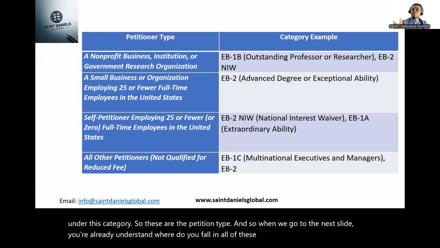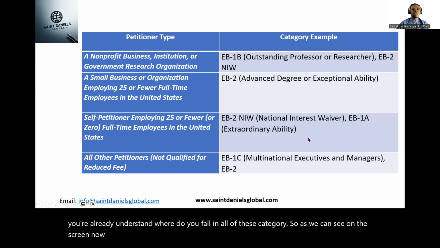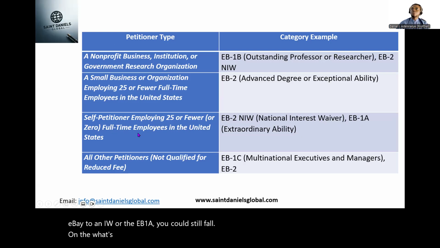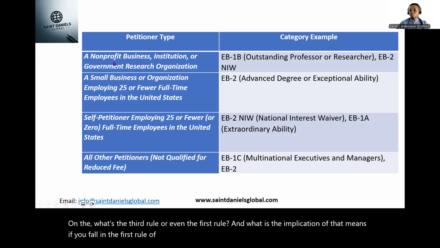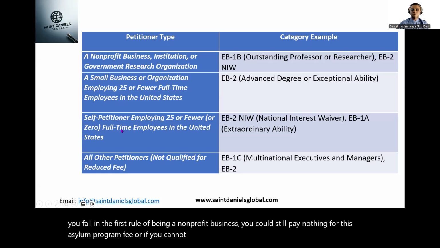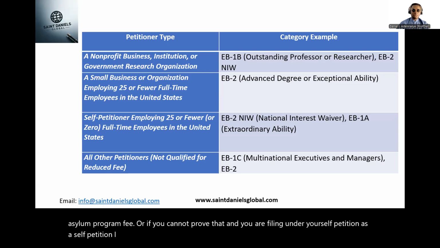As you can see on the screen now, it simply means that even if you are a self-petitioner for the EB-2 NIW or the EB-1A, you could still fall under 1, 2, or 3, that will be the third row or even the first row. And what is the implication of that? That means if you fall in the first row of being a non-profit business, you could still pay nothing for this asylum program fee. But if you cannot prove that and you are filing as a self-petitioner, then you have to pay the asylum program fee.